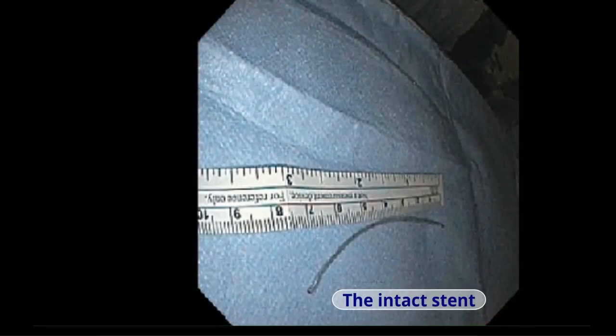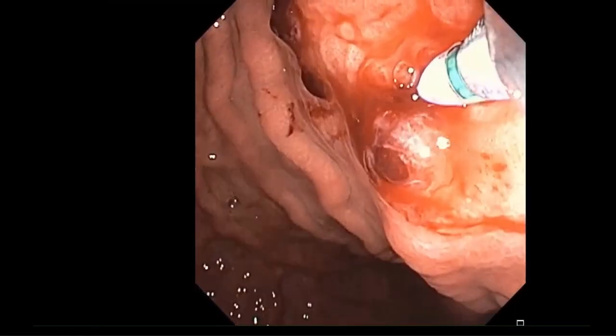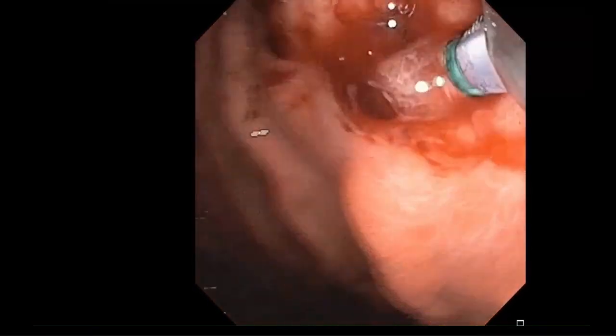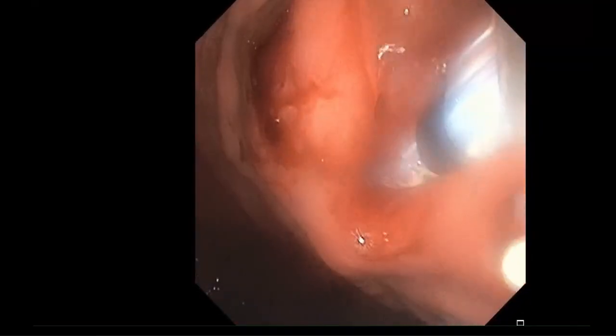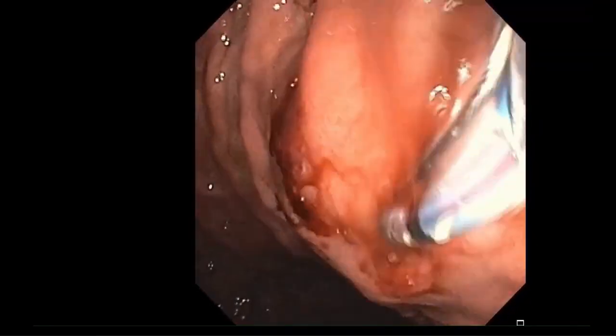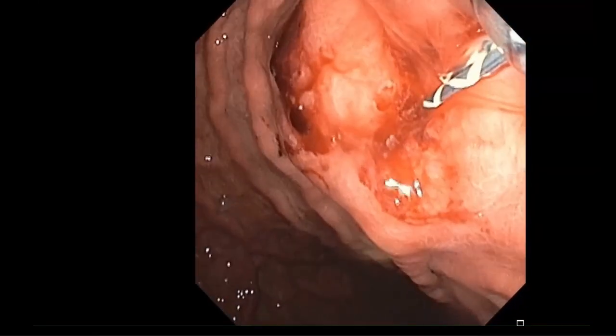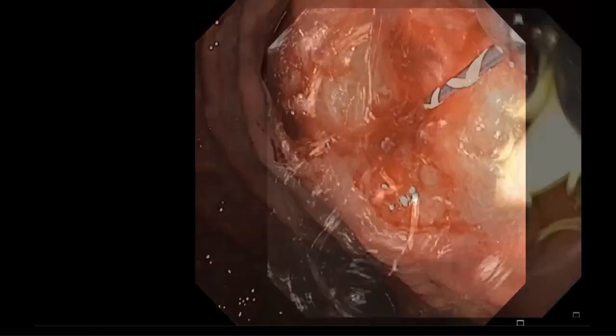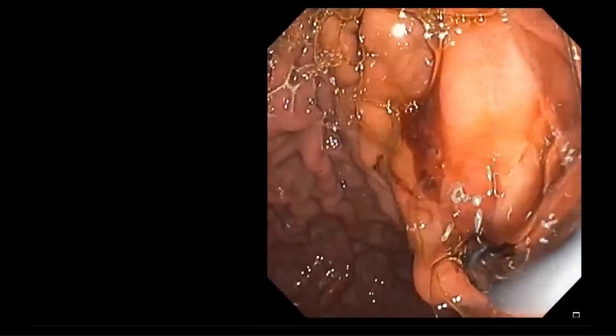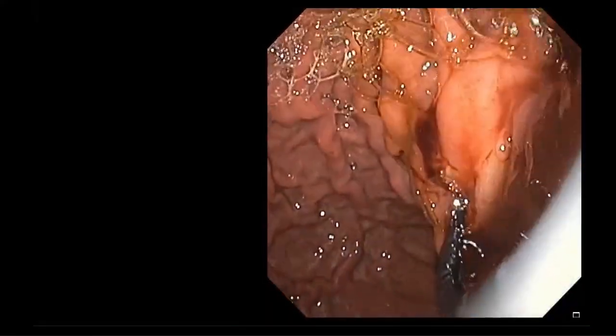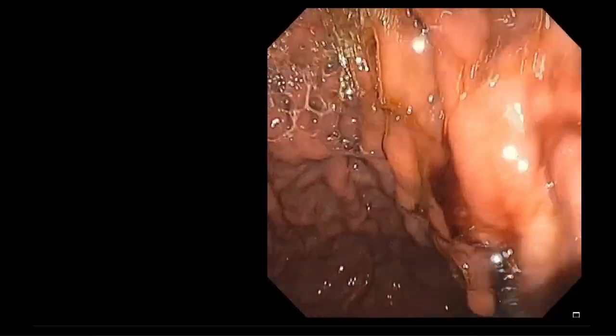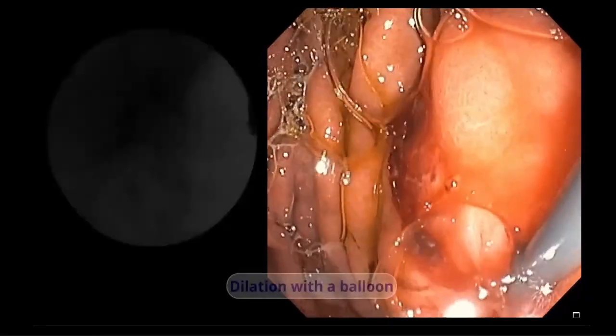The stent was confirmed to be completely intact. The pancreaticogastrostomy site was cannulated again and the guide wire left in place across the PJ anastomosis. The PJ anastomotic stricture was then dilated with a balloon dilator.